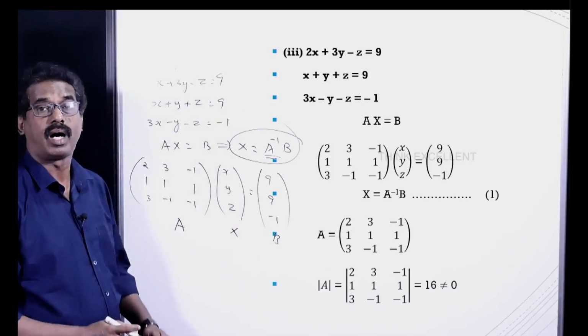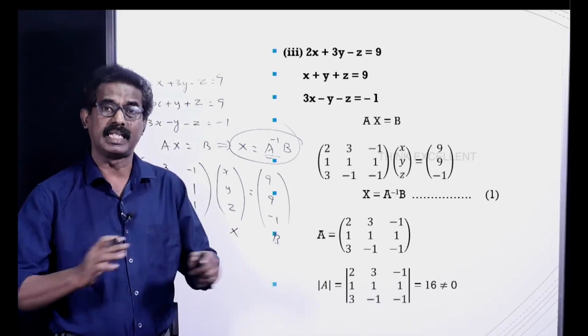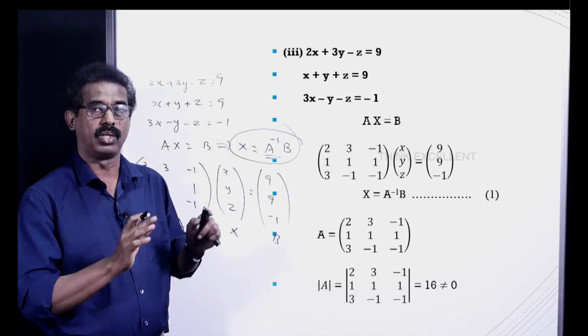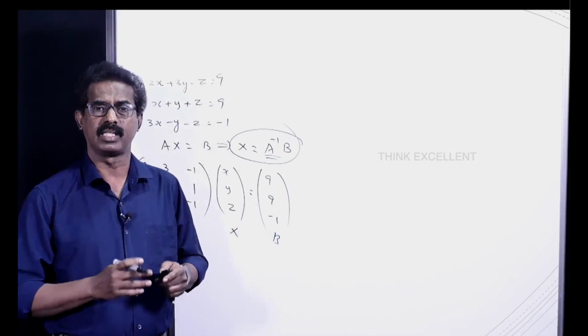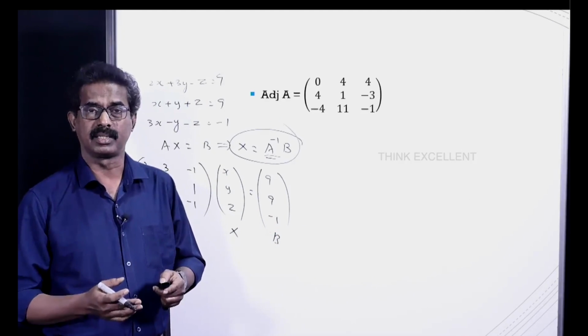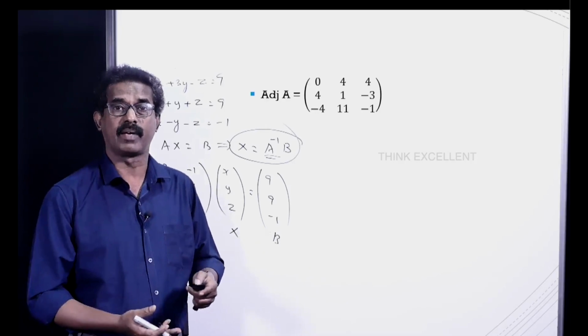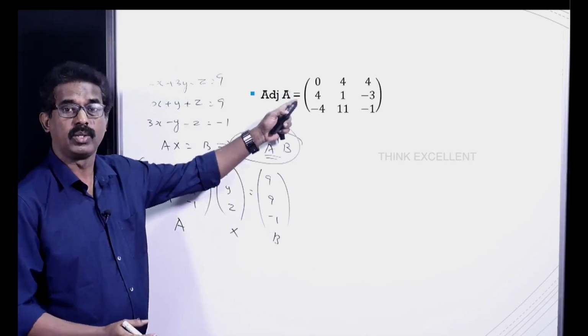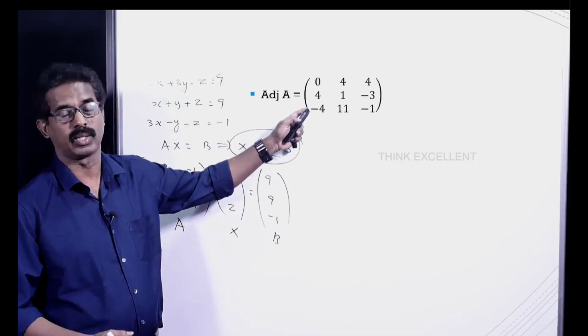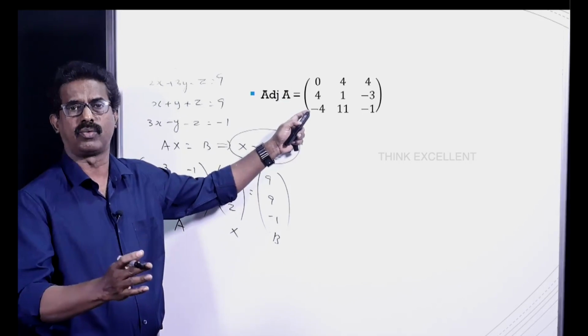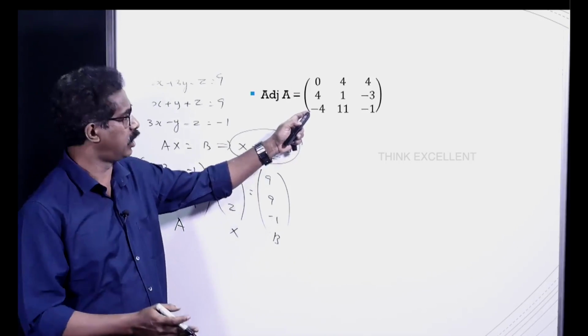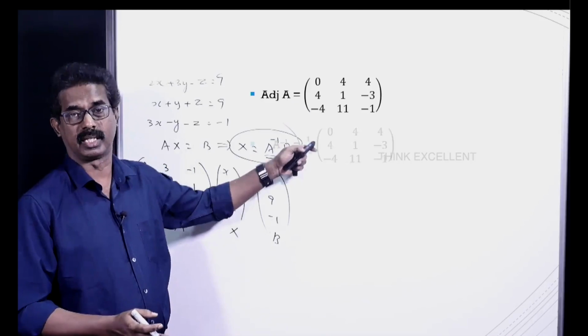Then you have to find all the cofactors. We studied in detail in the first class, right? So you can find all the cofactors, form a cofactor matrix, then take the transpose of that. After that only you are going to get this one. You cannot write it directly. You have to find all the cofactors, the cofactor matrix, then take the transpose, and you will get adjoint A.